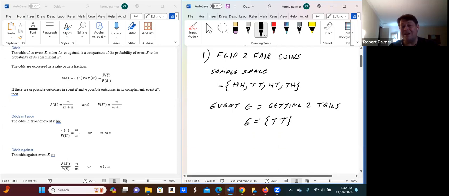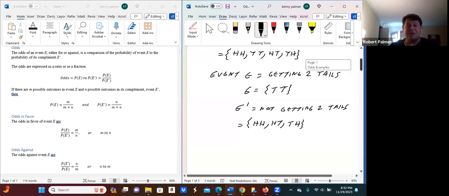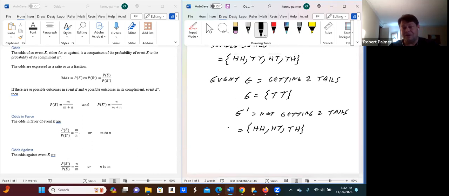All right, so then if we think about E complement, that is basically not getting 2 tails, or anything else, everything else that can happen. If I don't get 2 tails, the other possibilities are the other 3. So we can get 2 heads, we can get a head in the first and a tail in the second, or a tail in the first and a head on the second. Those are the other possibilities. So that's event E, and this is event E complement.